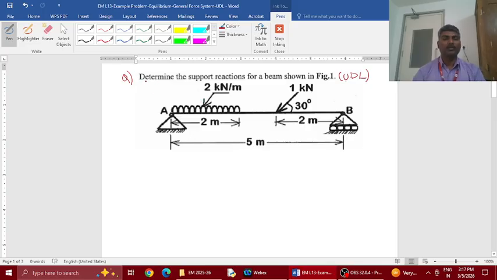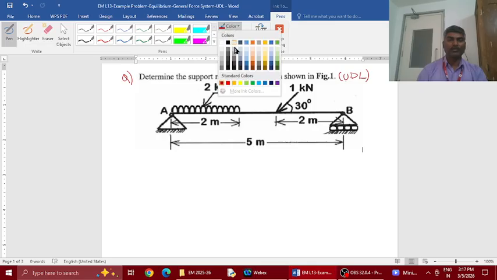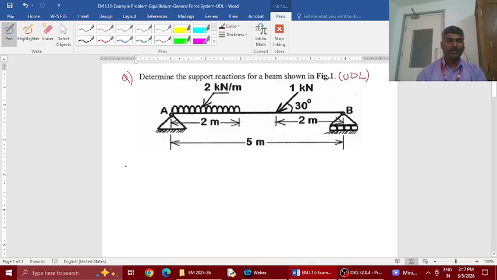So this is the question. The question is to determine the support reactions for the beam shown below. For whatever problem we need to solve, we need to draw a free body diagram. So let us try the free body diagram. I'll draw a member AB first, which needs to be removed from this system.